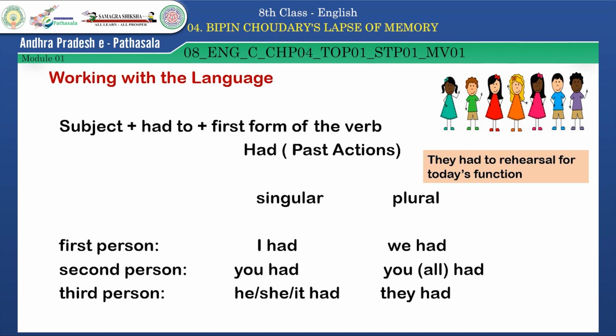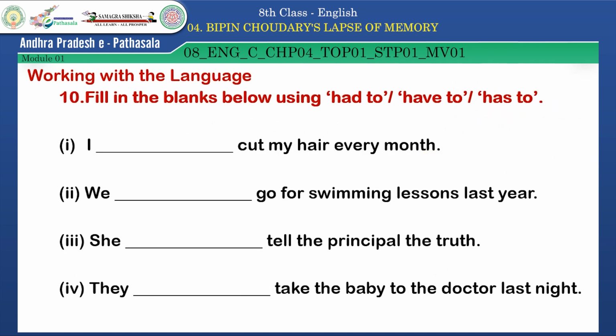Now we will complete this exercise. Fill in the blanks below using had to, have to or has to. I dash cut my hair every month. Every month. So what is the answer? I have to cut my hair every month. We dash go for swimming lessons last year. Past action. So we had to go for swimming lessons last year.